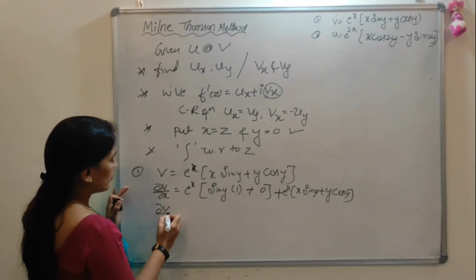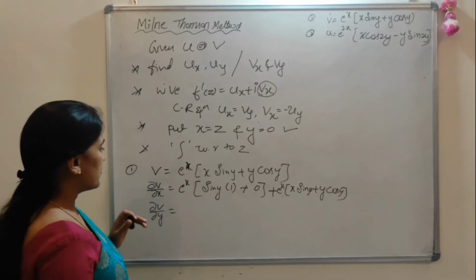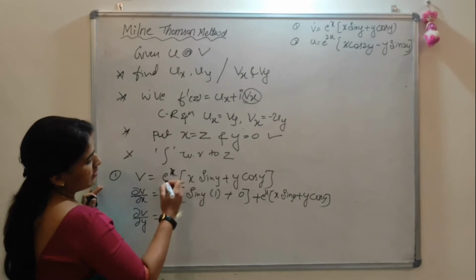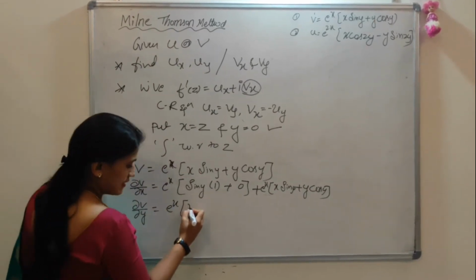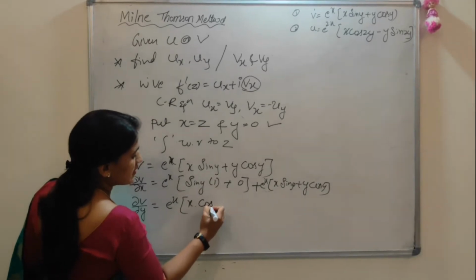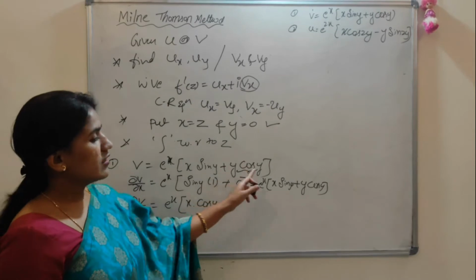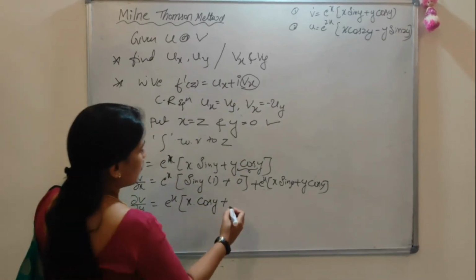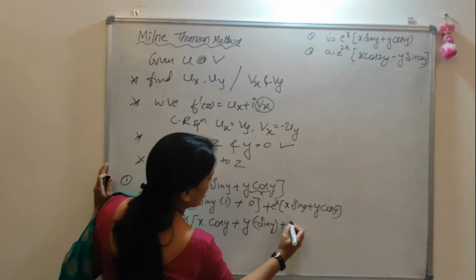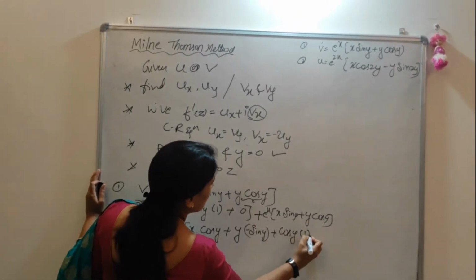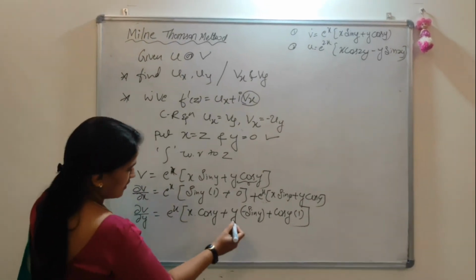In the next step, find dou v by dou y. Differentiate v partially with respect to y. Here no need of product rule because e power x is constant. Here x is constant, sin y differentiation is cos y, plus here see y into cos y, here we should apply product rule. So, y into cos y differentiation is minus sin y plus cos y into y differentiation is 1. Okay. So, in dou v by dou x, can we cancel?